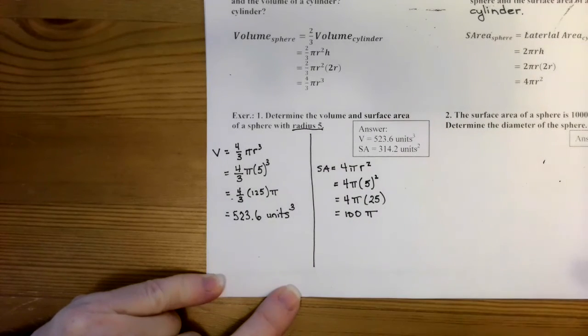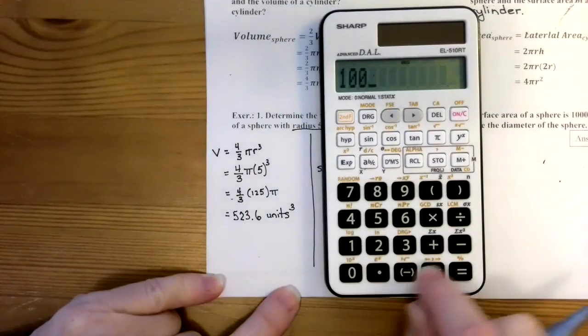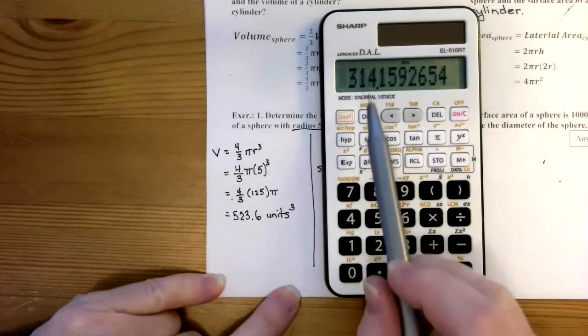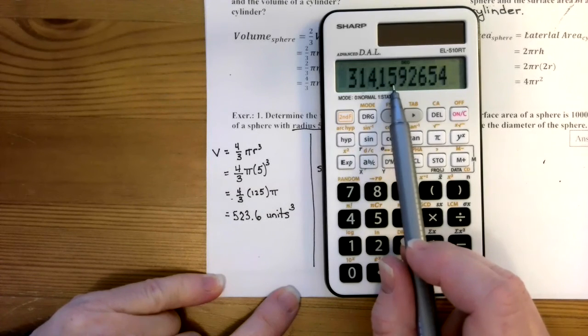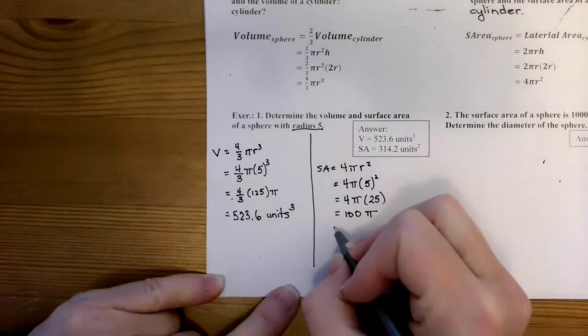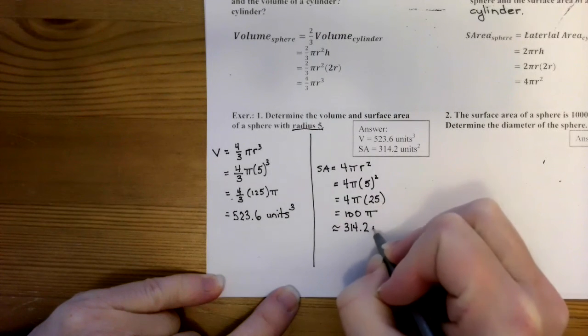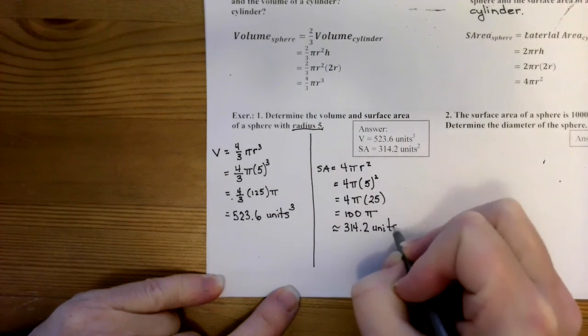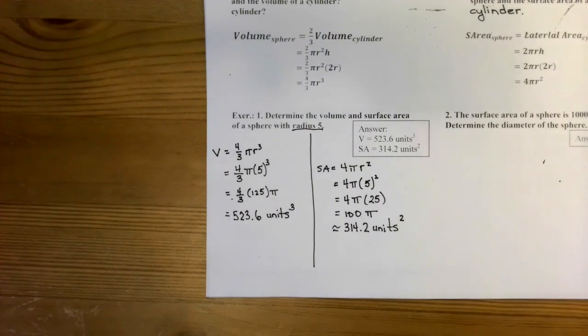And so again, I can put that into the calculator. I have 100 times pi, and I get 314 point, is it going to be 1 or is it going to be 2? Hopefully you all said 2. When you look at the number after the 1, it's 5 or more, so you're going to round up. So it's going to be 314.2. It's approximately equal to 314.2 units, and because it's surface area, it's squared. All right, nines, hope that helps.